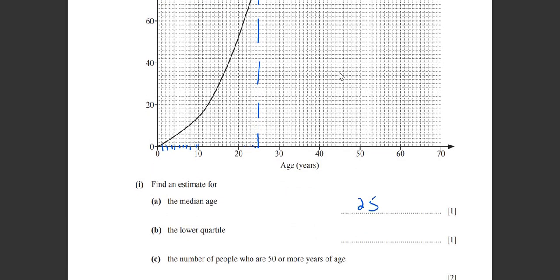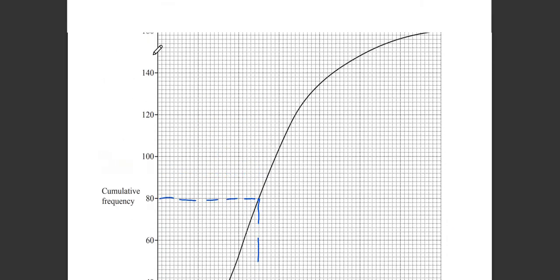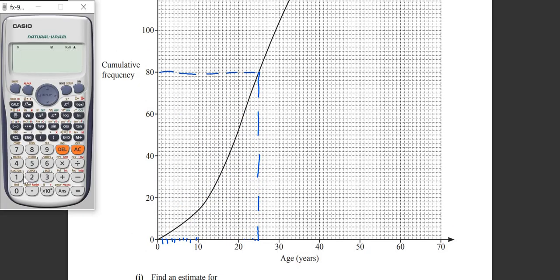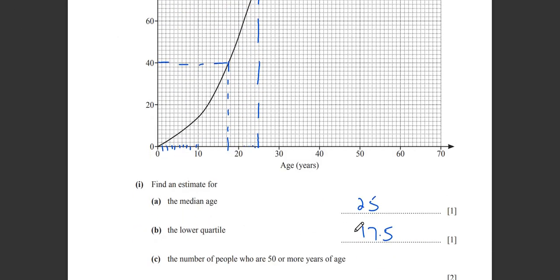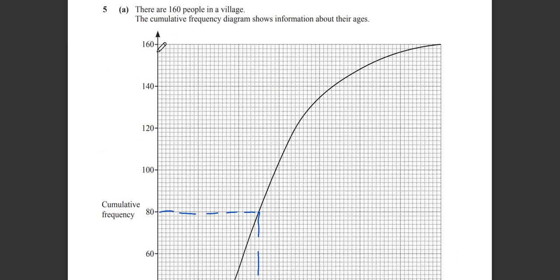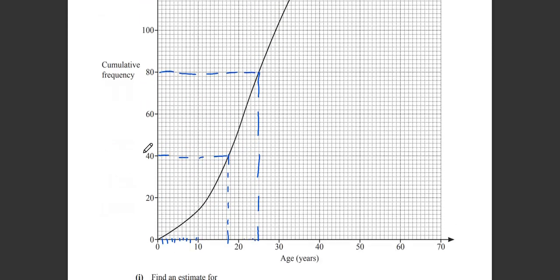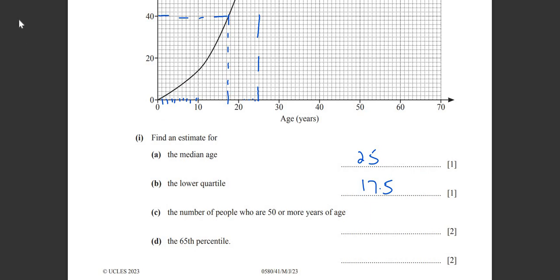Now lower quartile basically means 25%. 25% of what? It's actually 25% of 160. So let's calculate what is 25% of 160. That's 40. If we go all the way here, 40, and then we go down, 10, 11, 12, 13, 14, 15, 16, 17, it's 17.5. So the lower quartile is 17.5.